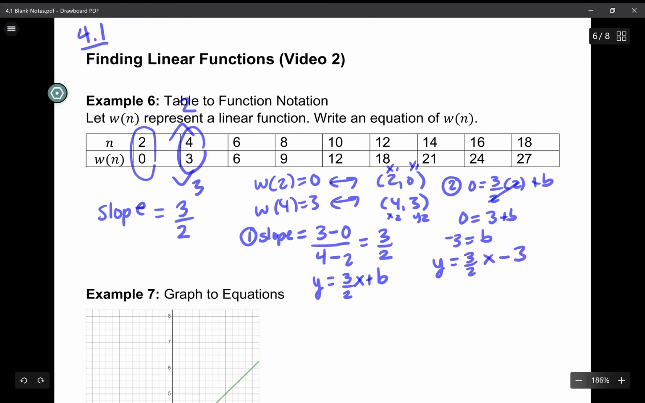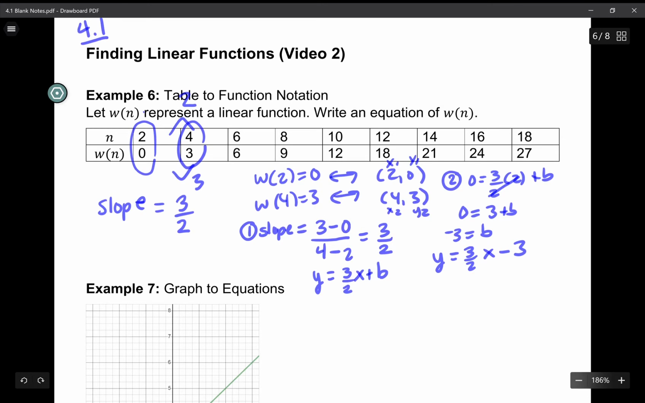And then the only thing that I want to do now is it did ask me to write this as W of n. So when I put that into function notation, I'm going to write W of n, my input variable, equals 3/2 n minus 3. So if you wanted to work with n and W of n the whole time, that's completely fine. To me, it's easier to just think x and y, horizontal and vertical, and then switch it to whatever notation they want at the end.